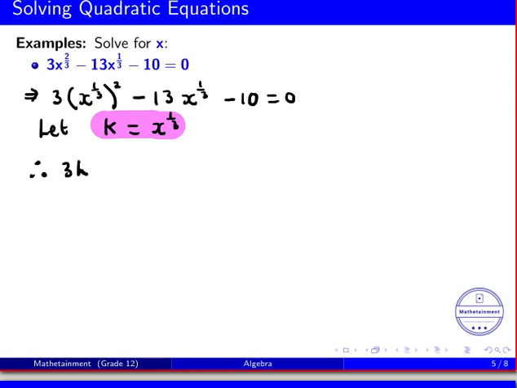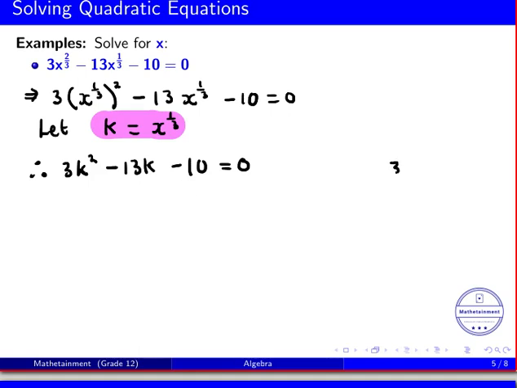You have 3k squared minus 13k minus 10 equal to 0. That's a quadratic equation now in terms of k. And if you want to factorize the left-hand side, it is a trinomial, that expression. So you want to employ the trial and error method.